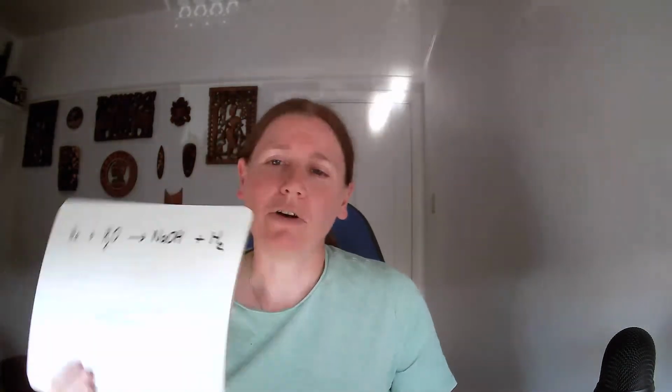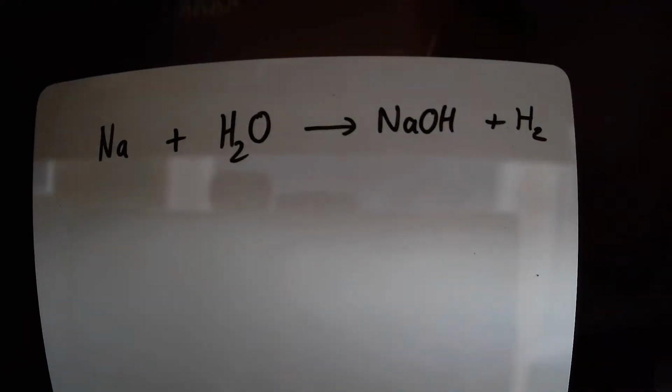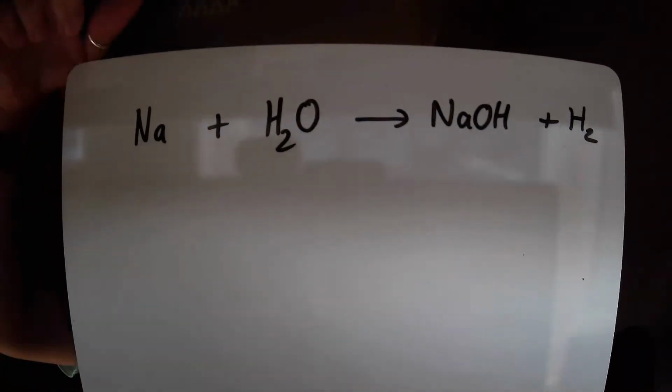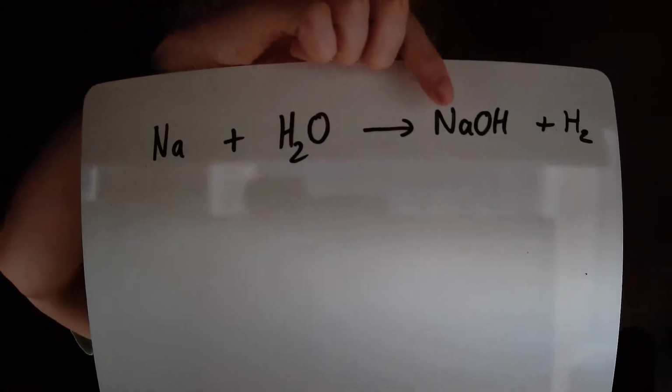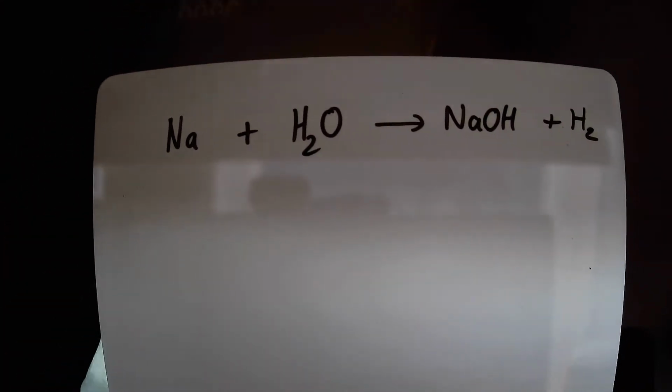And the good news is, for those of you that absolutely hate balancing, there's a trick to this. So what we have unbalanced is this. This is using our sodium as an example. So we've got sodium plus water makes sodium hydroxide and hydrogen.